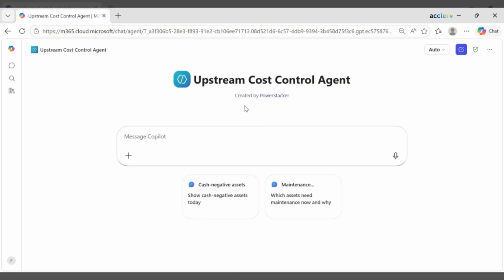This is an upstream cost control agent. The upstream operating cost per barrel often increases when production and maintenance decisions are delayed. So this agent helps the team act at the right moment by identifying cash negative production and uneconomic maintenance, so corrective actions can be taken before the costs are locked in. So let us test the agent.